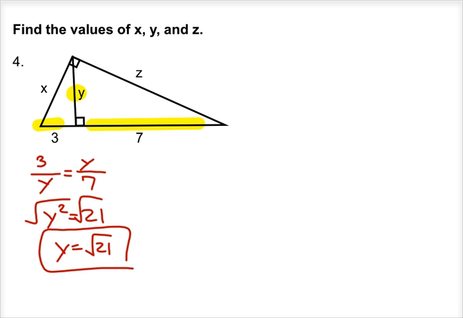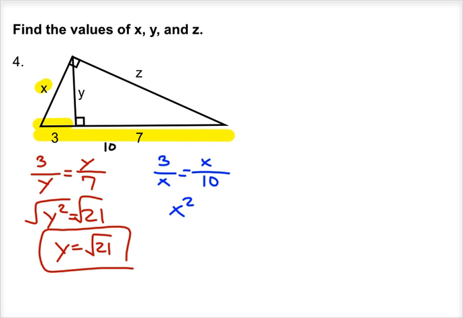Now I go back to my problem, and I want to figure out what x is. Well, I know x is the geometric mean between 3 and the entire bottom, which I know is going to be 10. So let's write down that one. So x is the geometric mean between 3 and 10. Cross multiply, x squared equals 30. Square root each side. And I think, can I simplify the square root of 30? I'm just going to have to leave it.